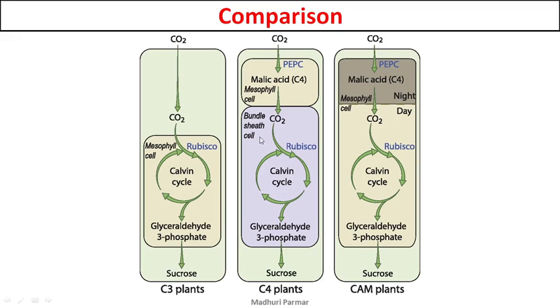Clear? Now CAM plants, they do not have different kinds of cells. They have what is called temporal separation. Temporal means time. Wherever you hear the word temporal, it means it has to do something with time. So here the pathways are separated by time. At night, when the stomata are open, carbon dioxide will enter. It will get converted into oxaloacetate, from oxaloacetate to malate, and this malate will accumulate inside the vacuole.